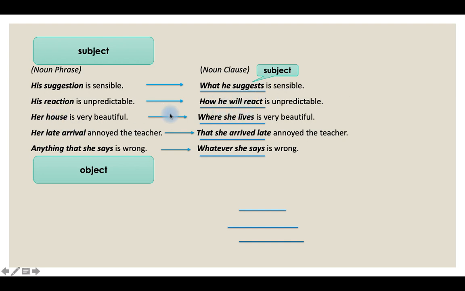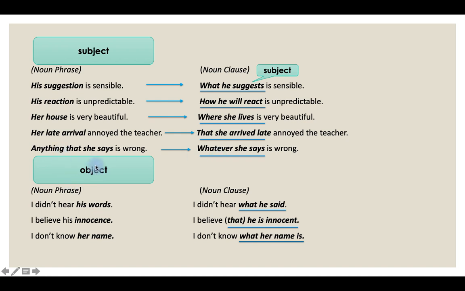Her house is very beautiful. Where she lives is very beautiful. Her late arrival annoyed the teacher. That she arrived late annoyed the teacher. Or you can also say the fact that she arrived late annoyed the teacher. Anything that she says is wrong. Whatever she says is wrong. There will be more examples with ever words in a few minutes.